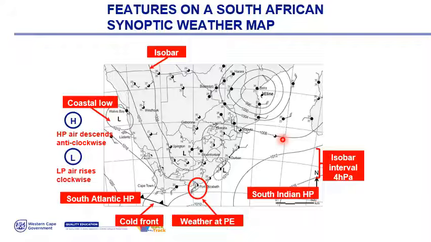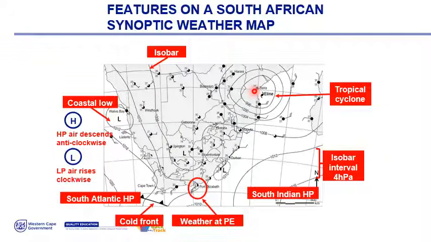Then the next thing is our isobaric interval. The isobaric interval is just referring to the difference between the two isobars. So here we have 1016, here we have 1012, here we have 1008. Which means the difference between them is 4 hectopascals.